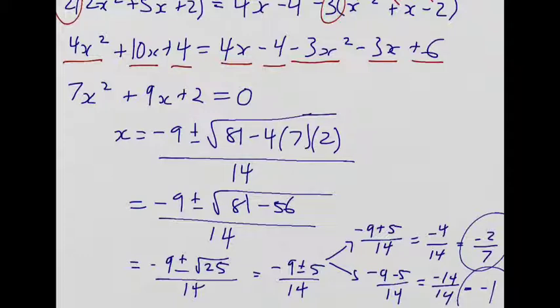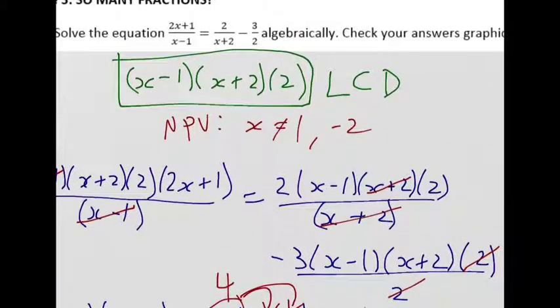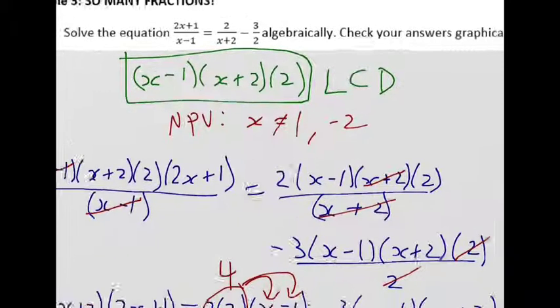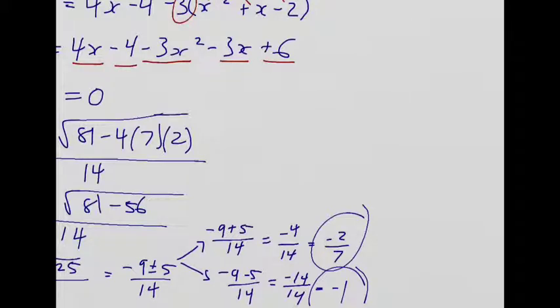Right, so check it against non-permissible values, negative 2 over 7 and negative 1. So are we good? Okay, so that checks out. We also have to put them into the equation to check for extraneous roots. Right? Because we could have created an extraneous root in our calculations.